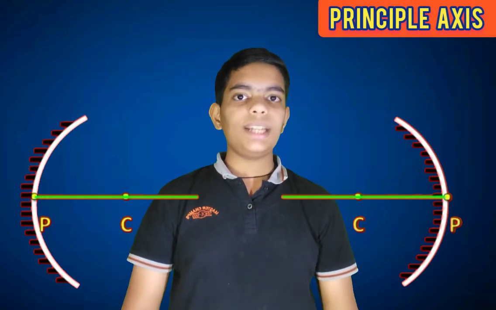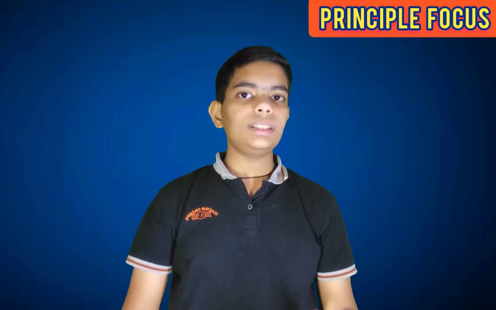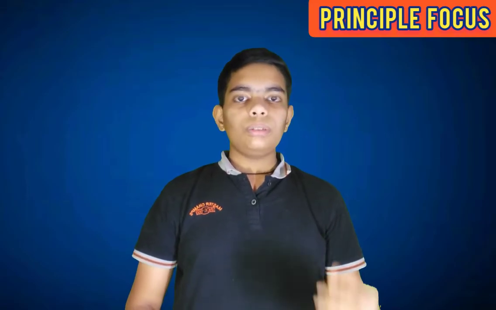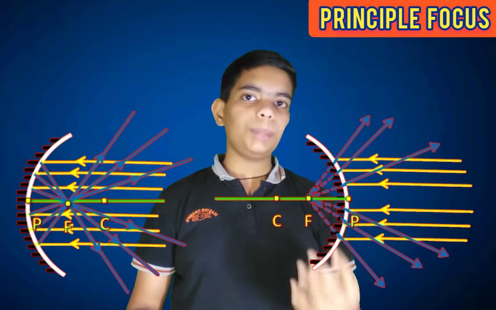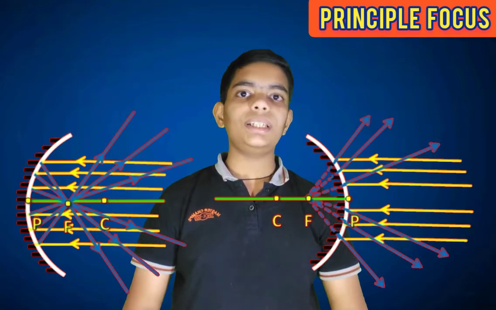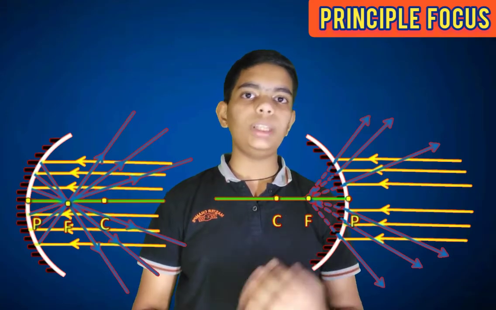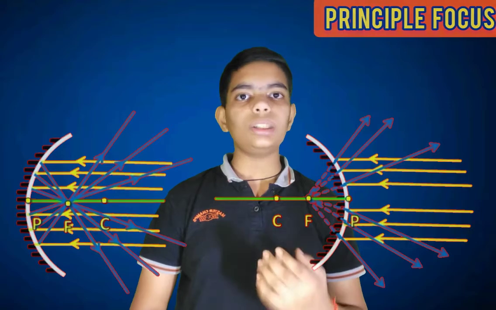The next important term is the principal axis. It is the straight line drawn from the pole which passes through the center of curvature. The next important term is the principal focus. So now let us understand this important term. When a parallel beam of rays falls on the spherical mirror, all the rays meet at a common point on the principal axis. This common point is known as the principal focus. Here you can see the principal focus in both the cases, in the concave mirror and the convex mirror.